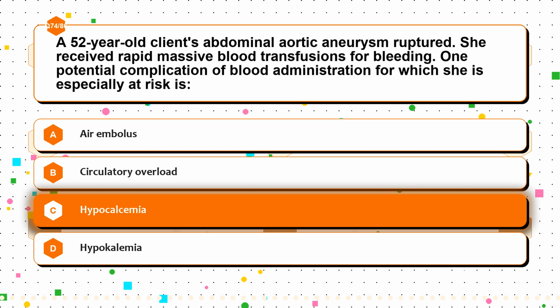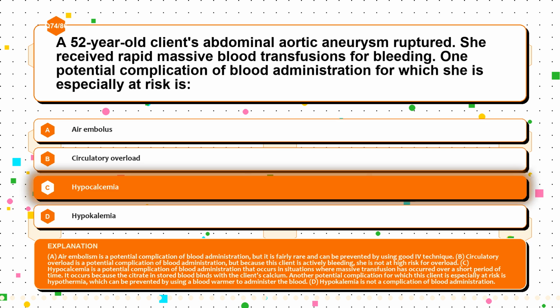The correct answer is option C. Hypocalcemia. Air embolism is a potential complication of blood administration, but it is fairly rare and can be prevented by using good IV technique. B. Circulatory overload is a potential complication of blood administration, but because this client is actively bleeding, she is not at high risk for overload.